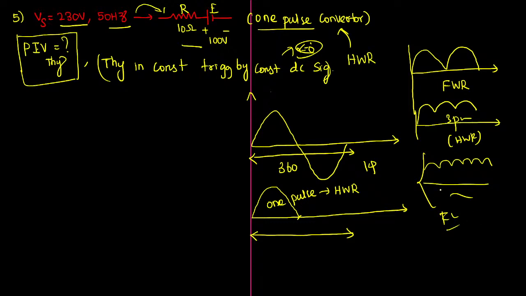So do remember these words, because in this question they haven't mentioned the type of the circuit, whether it is half wave rectifier or full wave rectifier. Instead, they told that it is a single phase one pulse converter, having 230 volts, 50 Hz, feeding an RE load. Its corresponding values were given. The thyristor is continuously triggered by a constant DC signal. The clue is clearly given. Now identify the peak inverse voltage of the thyristor. That is the question.